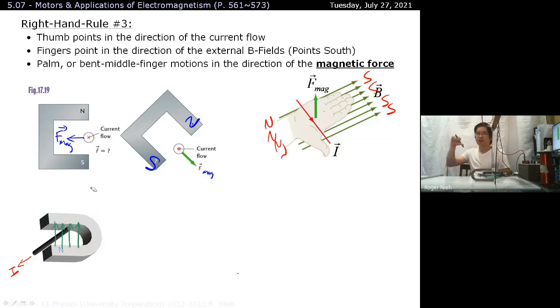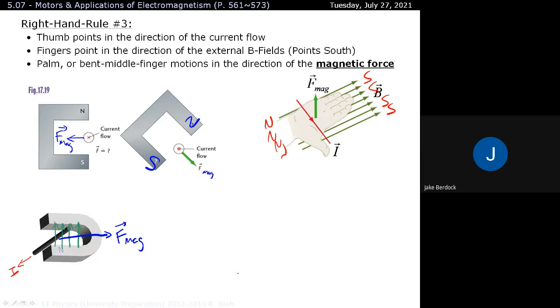So current's going into the page. B fields are going from north to south. So your hand is being held up like this. At least from your perspective, it'll be held up like this. So as a result, you're pushing your hand towards the right or into the horseshoe magnet. So the resulting magnetic force goes into the horseshoe magnet. Oh, okay, I get it now. Thank you. There you go. All right.